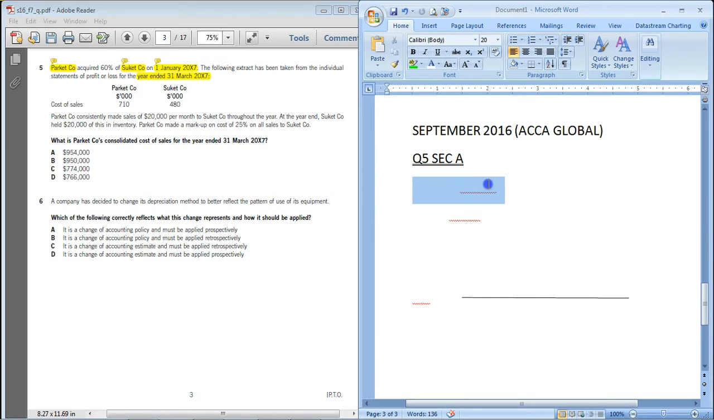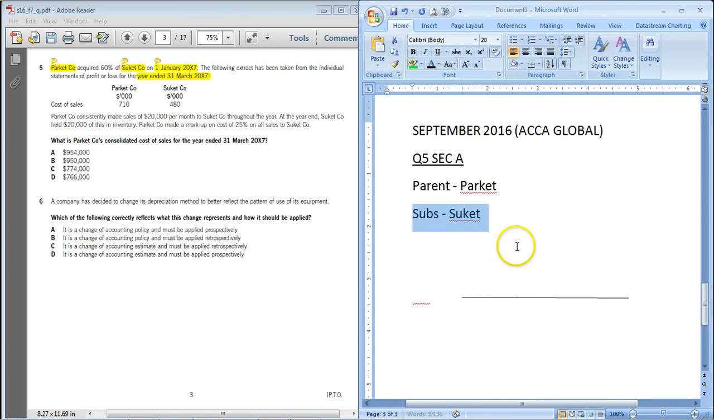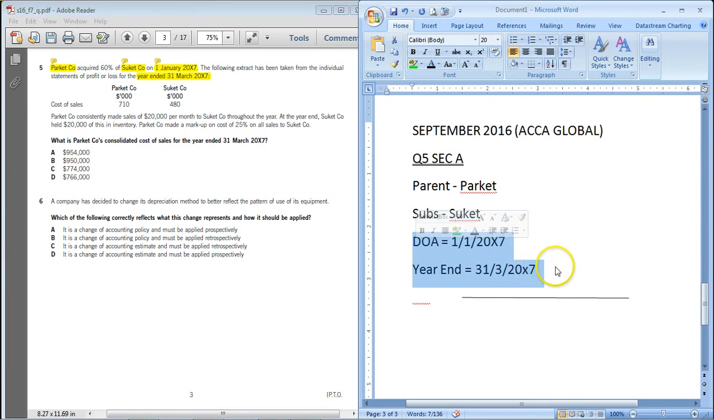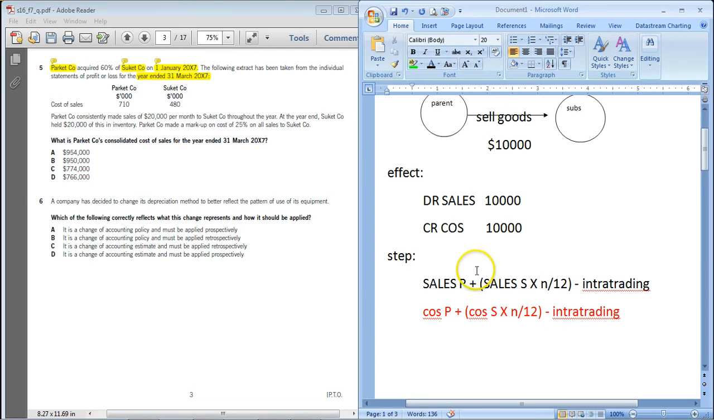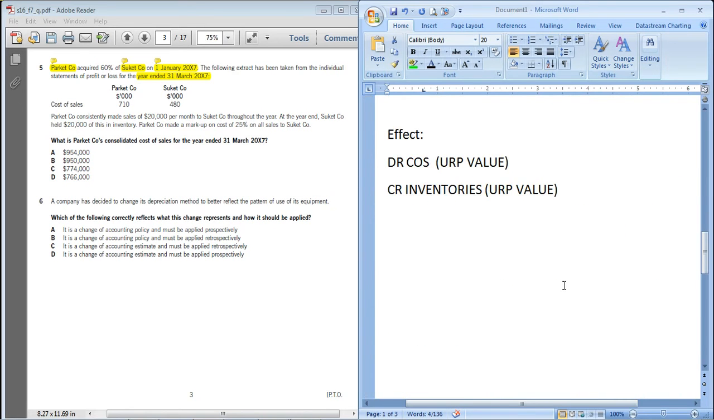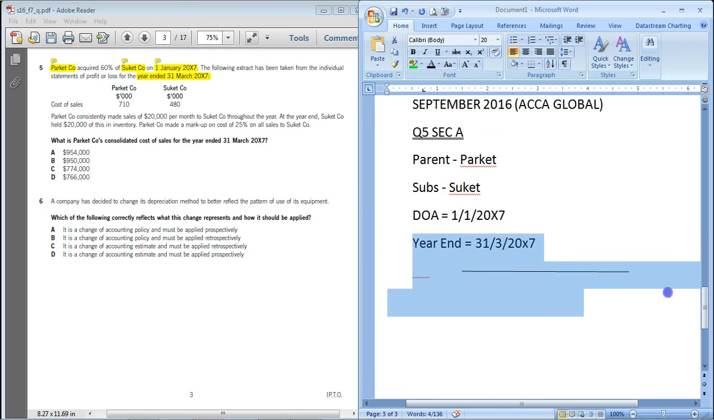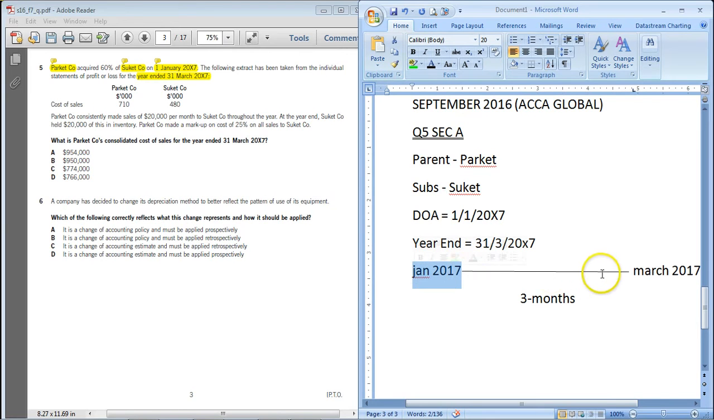So I try to, who's your parent? As you can see, it is your Parker, and who is your subsidiary just now? It is your Suket. As you can see here, when is your DOA? DOA is on the 1st January 2017, and your year end, this period is only 3 months. As I mentioned just now, you can only consolidate after you acquire until your year end, which means that you have to apportion it. Okay, I will explain further details on it. So this is a timeline. I start in January, I acquire the subsidiary, Suket, but I have to close my account at the 31st March 2017. Only 3 months you can consolidate.